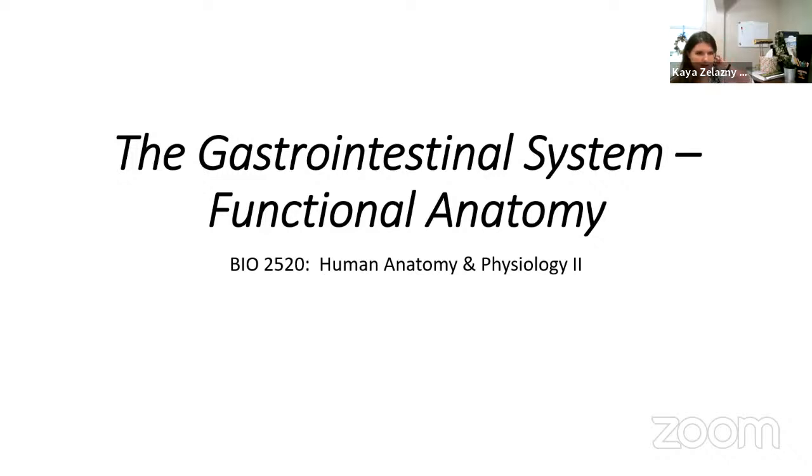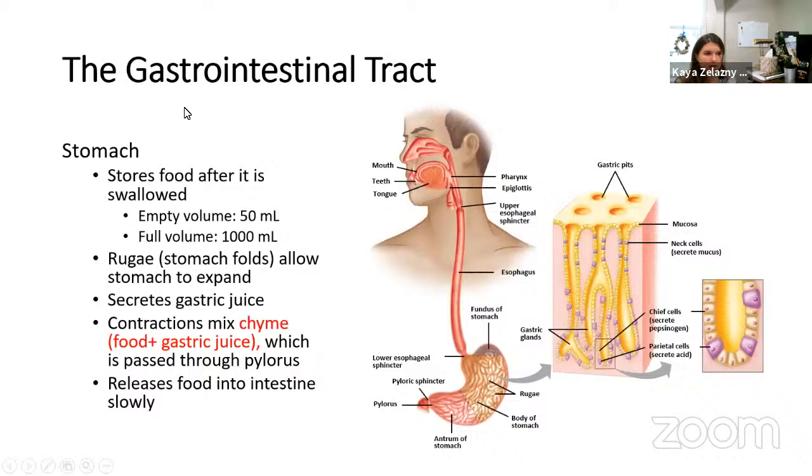But that said, let's get rolling and continue with the GI system. So when we left off, we were talking about the stomach. We talked a little bit about the physical structure of the stomach, which you saw in lab. It has these folds inside, allowing it to expand. These folds are called rugae.